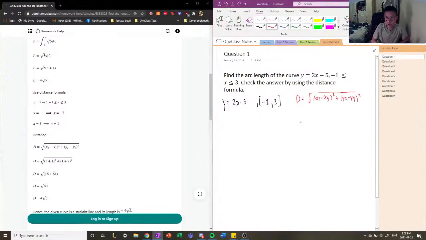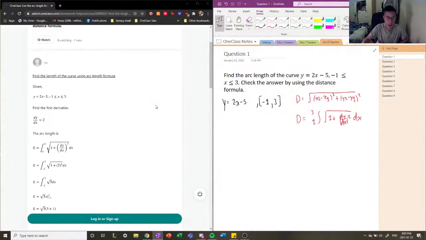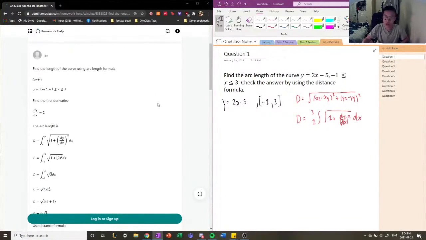And the arc length formula gives us the length of a curve by calculating the definite integral from -1 to 3 of the square root of 1 plus the derivative of our function squared. So we're going to use the arc length formula and the distance formula to calculate the length of the curve, and if these two agree, then we can verify that the arc length formula is indeed correct.